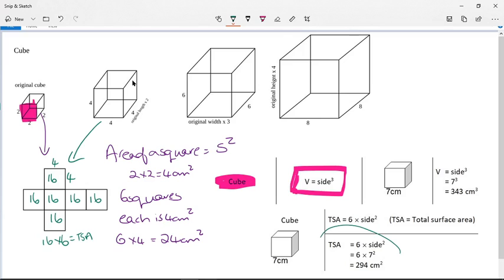So see the example over here and see the formula over here on your formula sheet. Okay, so that should help you with the cube. The cube is really easy.